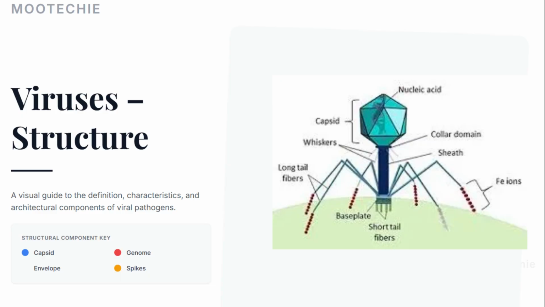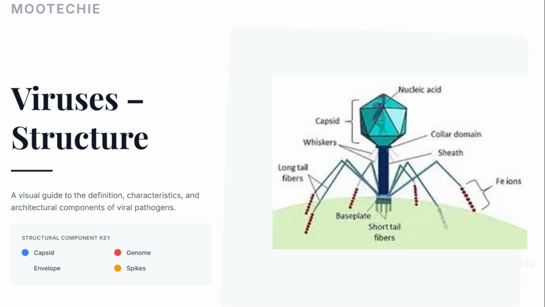Now, examining the diagram, we see a detailed model of a complex virus, likely a bacteriophage. At the core, we have the nucleic acid, which is the viral genetic material. This is surrounded and protected by the protein capsid.